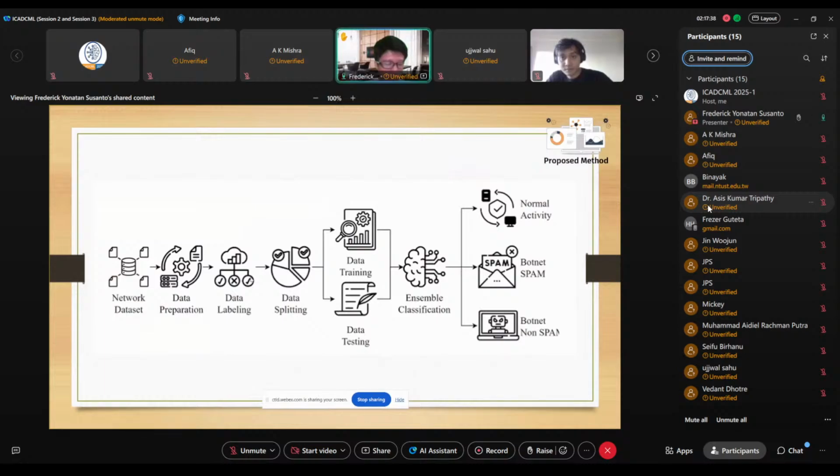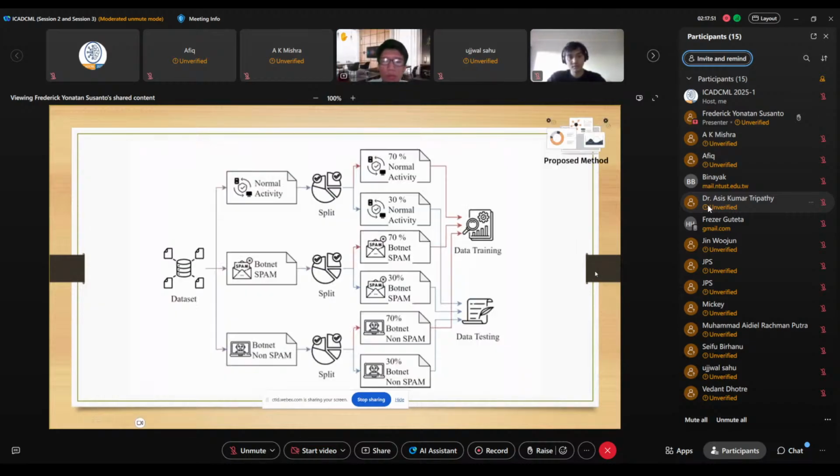Okay, we continue. Now to address class imbalance, we divided the data into 70% for training and 30% for testing, ensuring that normal, botnet non-spam, and botnet spam categories were evenly represented. Each class was proportionally split before merging to create balanced datasets. This approach helped improve the model generalization and performance.